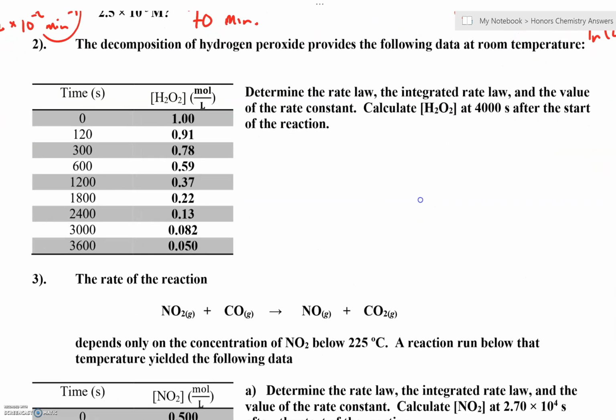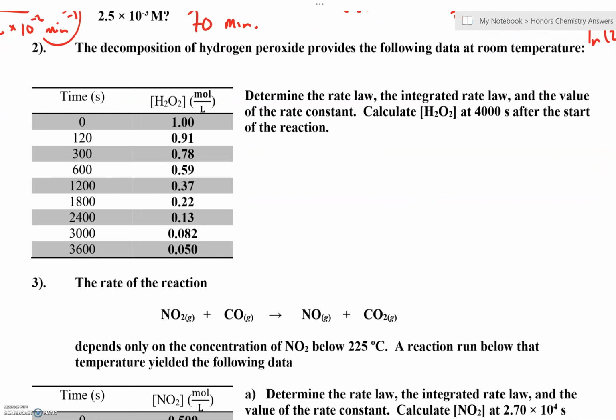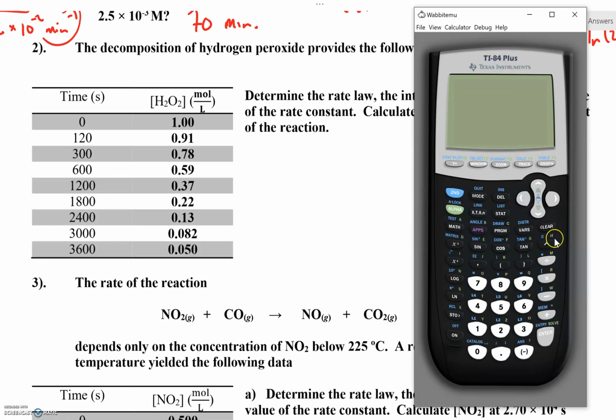Okay, here is number 2. It says determine the rate law, the integrated rate law, and the value of the rate constant. The rate law, let's remember, is the differentiated rate law, and it is different from the integrated rate law, but the order is always the same. So once we know the order, we can just assume that that is the order for both rate laws. So we're going to plug this data into our calculator.